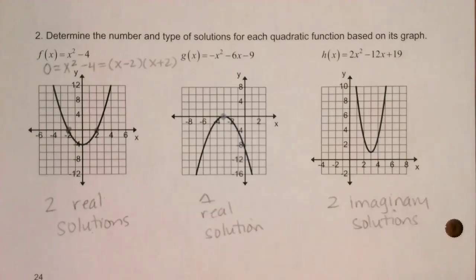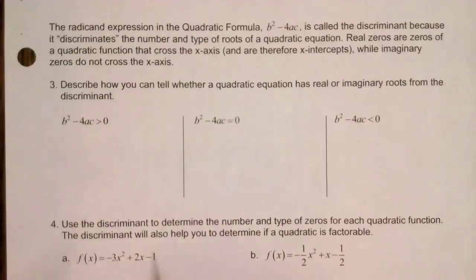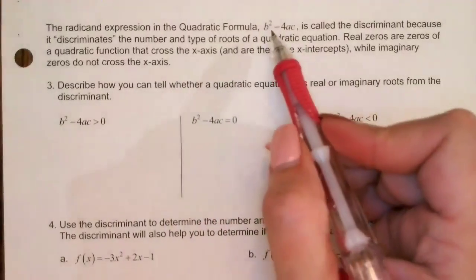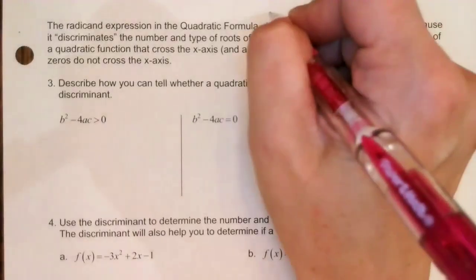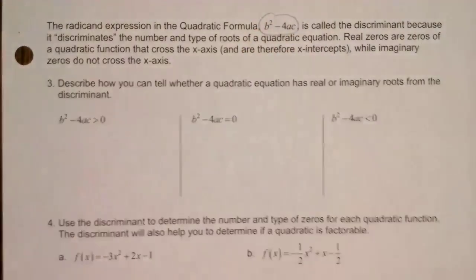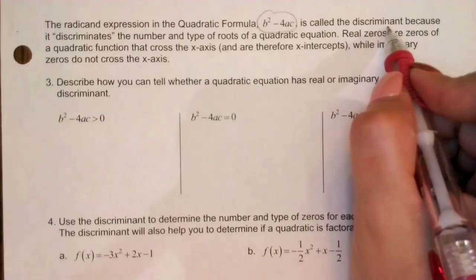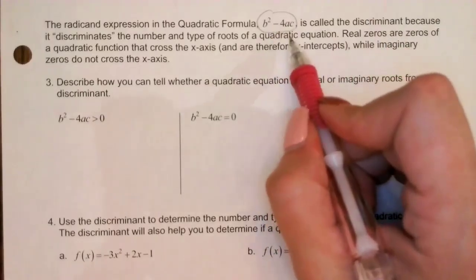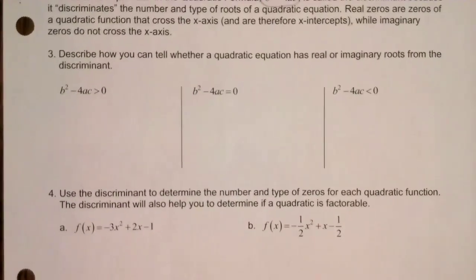Now, looking at it from the graph point of view is the easiest way to determine how many solutions, but you should be able to tell from an equation as well. So let's talk about that. What we do is we use the radicand. The radicand is the expression underneath the radical sign. It's the b squared minus 4ac. This tells us a lot about our solutions. It tells us how many and what kind of solutions. So it is called the discriminant. b squared minus 4ac is called the discriminant because it discriminates the number and type of solutions.